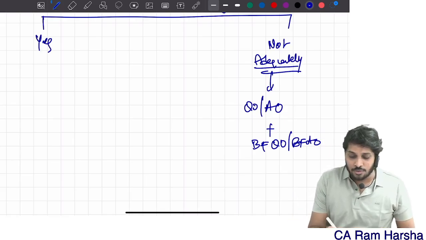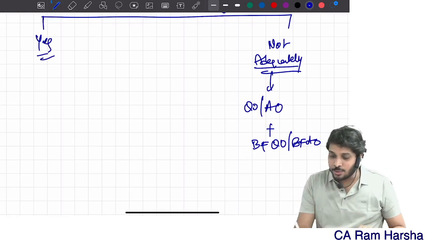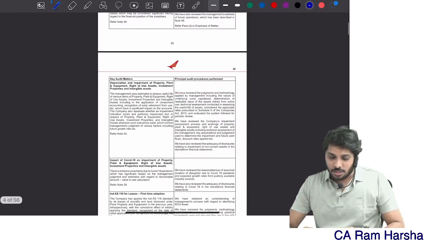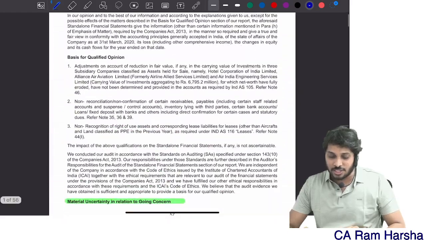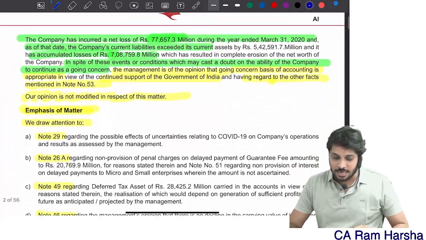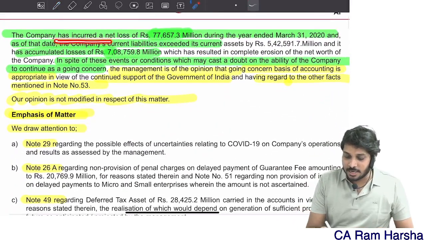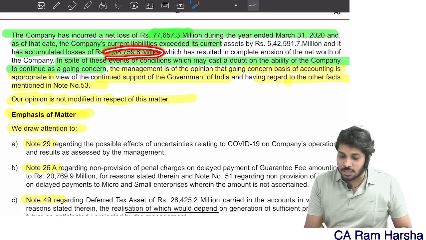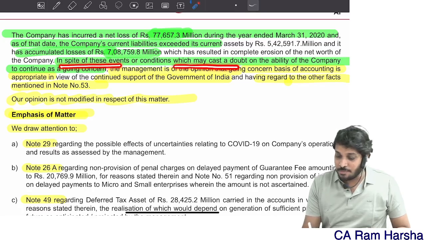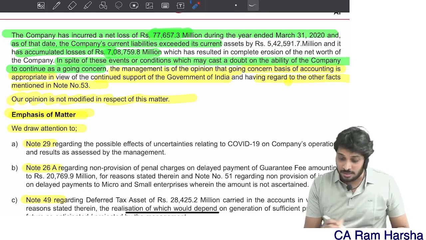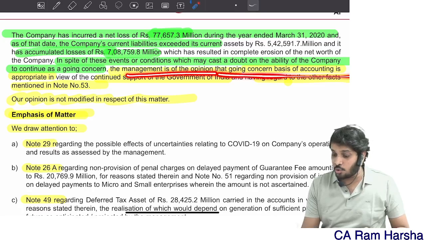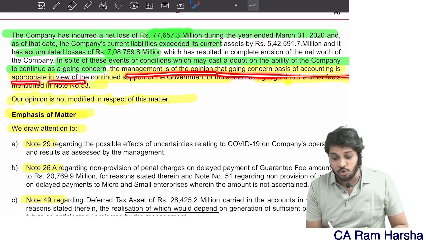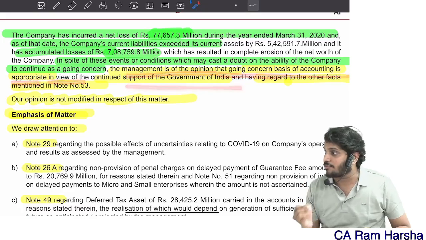Suppose the company clearly mentioned it. For example, you look at Air India. In the Air India financial statements, it is clearly mentioned: the company has incurred a net loss of 7,000 crores in the current year, and 70,000 crore accumulated losses are there, because of which the complete net worth is eroded. In spite of which, which may cast a doubt on going concern, the management is of the opinion that going concern is appropriate in view of support from the government of India.